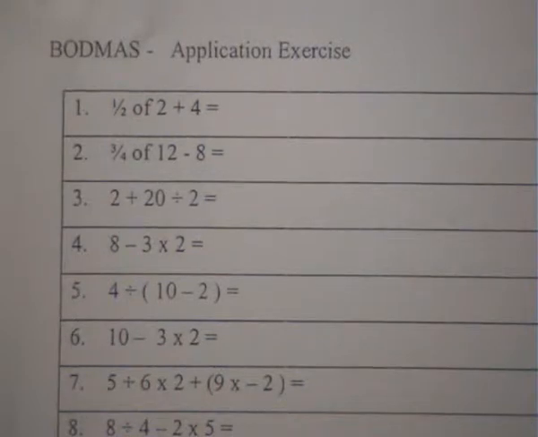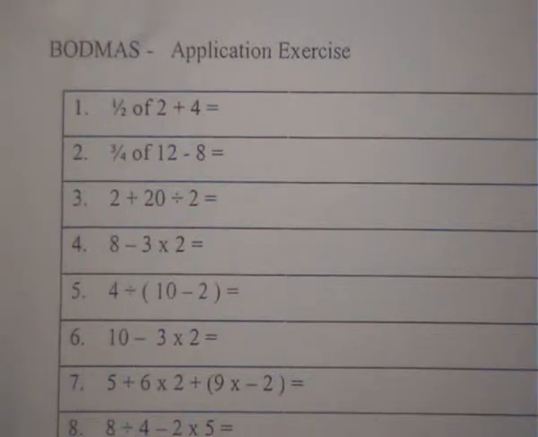Now let me jump to another example. If I look at number 7, then you got 5 plus 6 times 2 plus 9 times minus 2. Now you'll have to know your integers also if you're doing this section. If you don't know integers, then just take that as plus 2. But if you have done integers, remember this minus 2 is an integer.